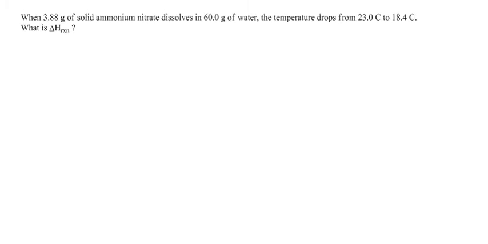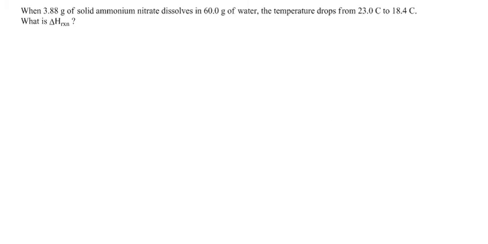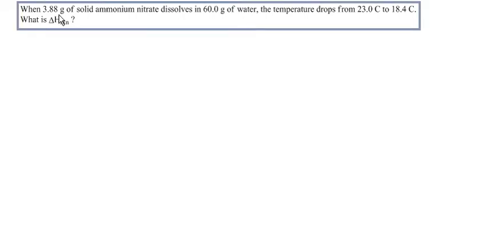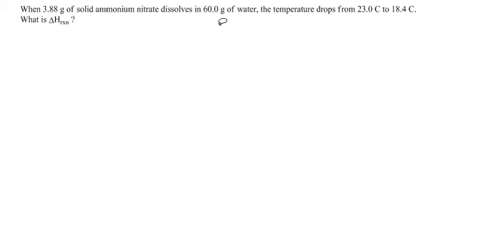I want to look at discussing how we would go about calculating the enthalpy of a particular reaction. What we're going to look at today is the following. I don't have the equation written, but we're dissolving ammonium nitrate in water. So it's ammonium nitrate solid converting to ammonium ion and nitrate ion in aqueous solution. And we're taking 3.88 grams of the solid ammonium nitrate and dissolving it in 60.0 grams of water.